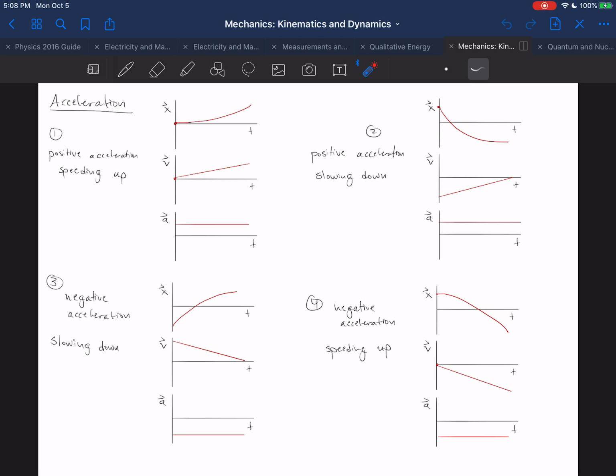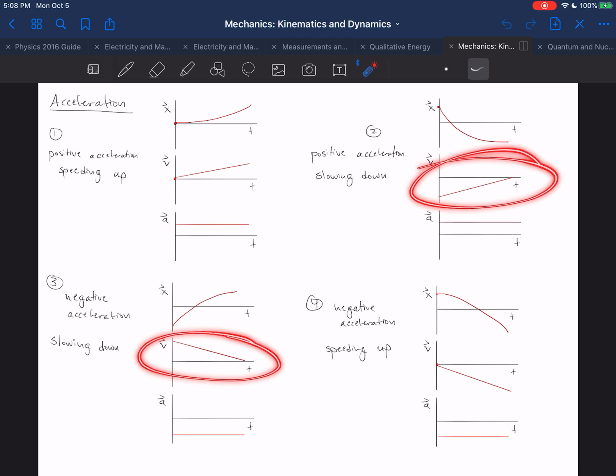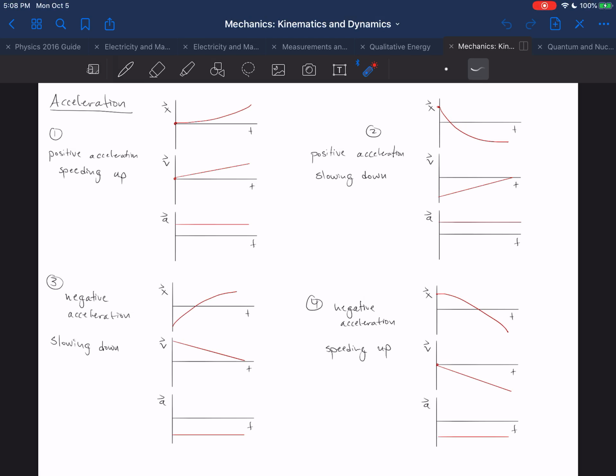So big picture, pulling apart the difference between negative acceleration and slowing down, which mean different things, is really important. Slowing down means that your velocity is getting closer to the t-axis. Notice the velocity gets closer to the t-axis in both of those cases. Your position time graph gets flatter and flatter. That's what slowing down means ultimately.